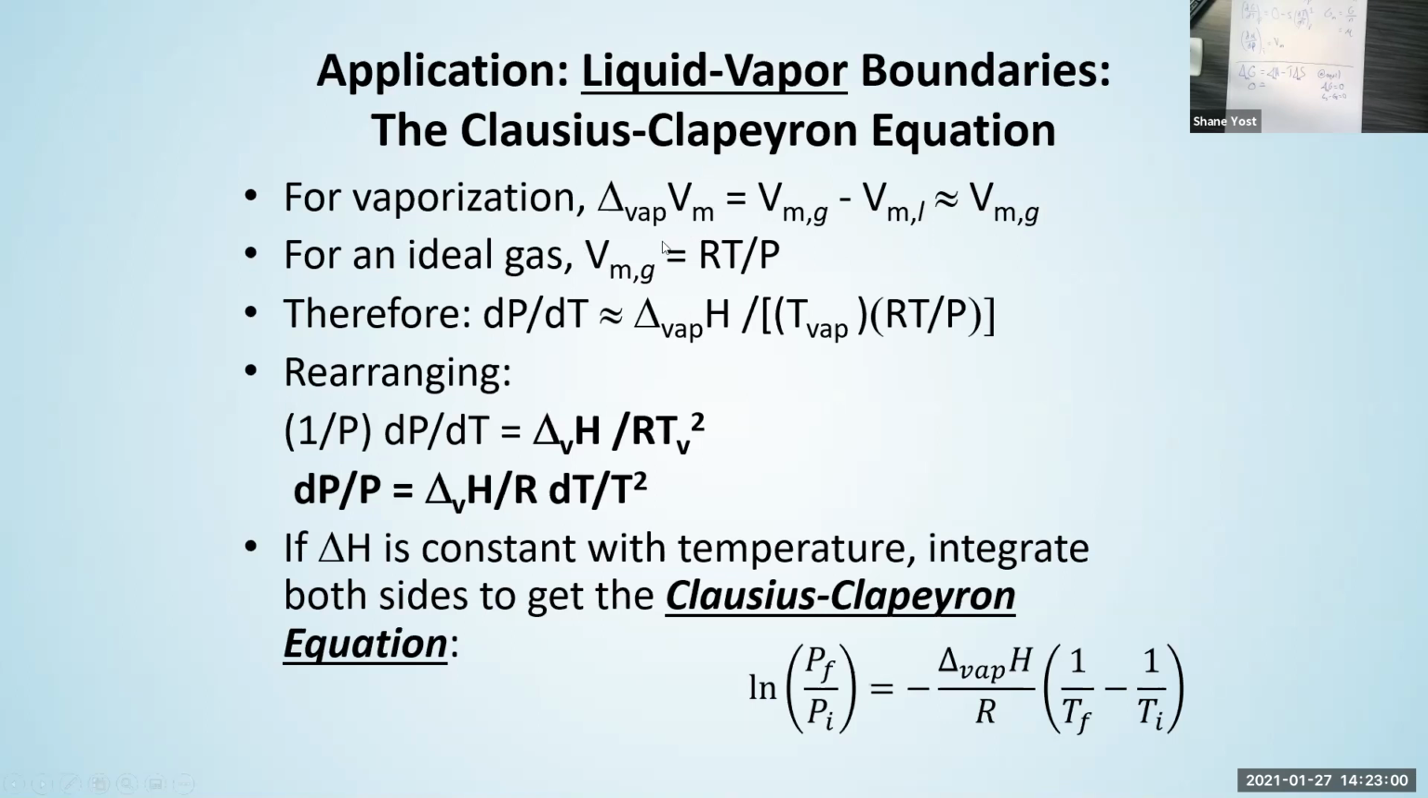And if we assume the gas is ideal, that molar volume of an ideal gas, PV equals nRT, you can solve for the molar volume, and you get RT divided by P. So you plug that into the equation here. You have dP/dT is roughly equal to the enthalpy of vaporization divided by the temperature, times RT divided by P.